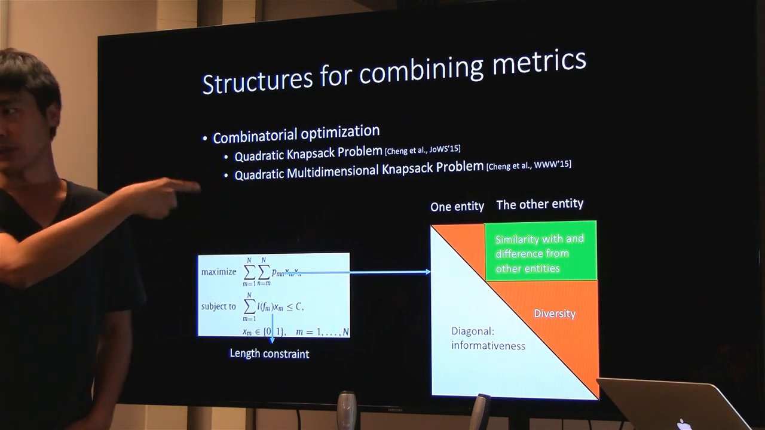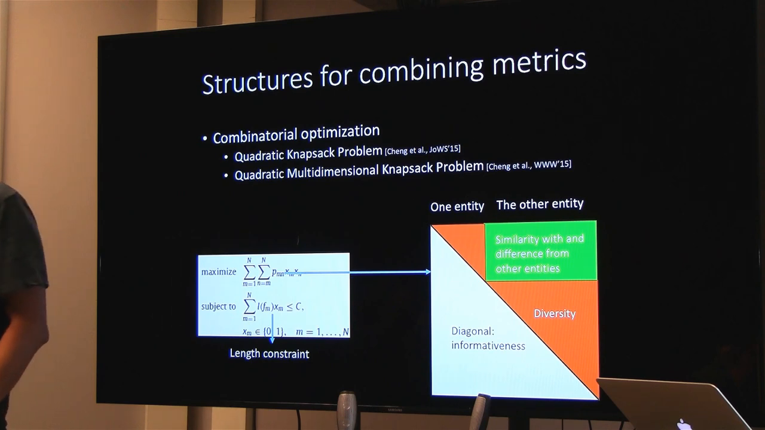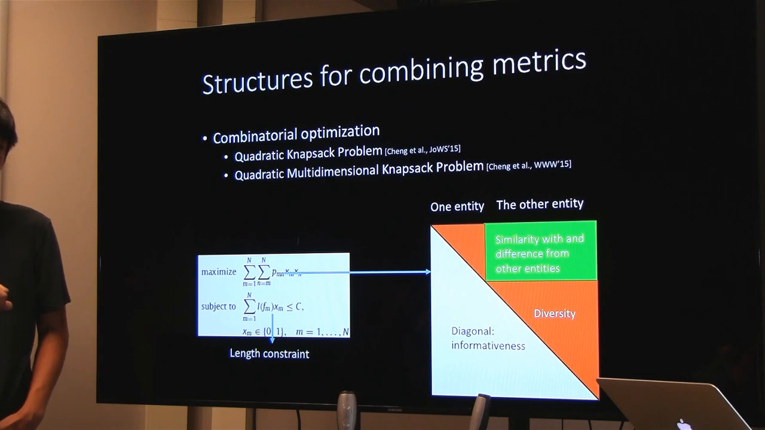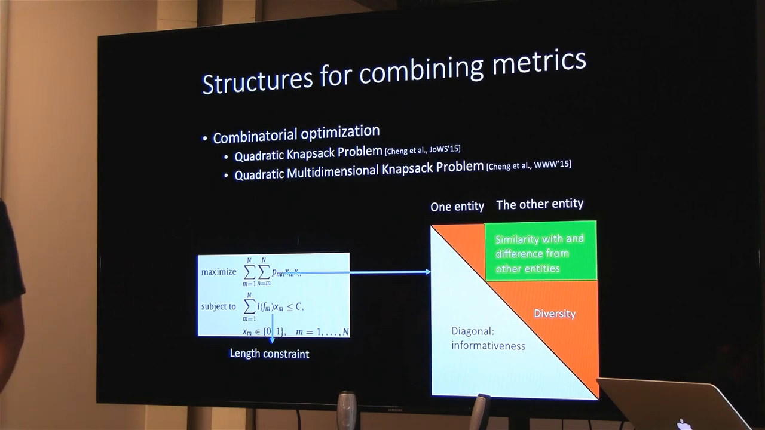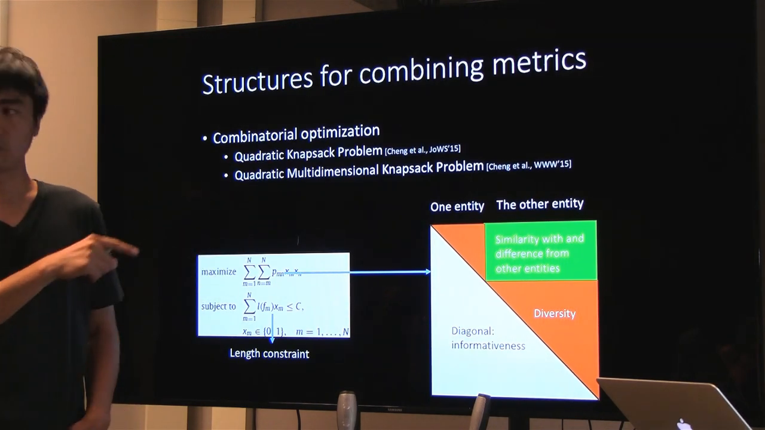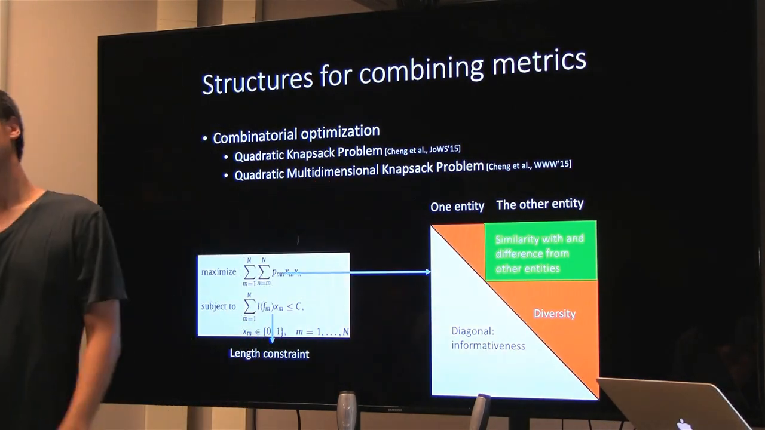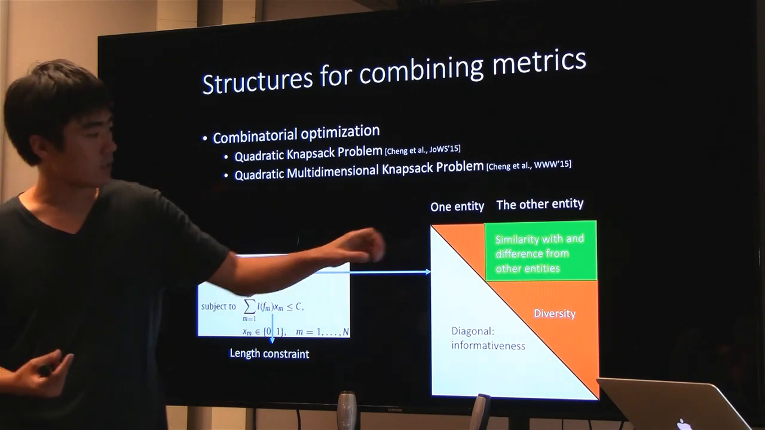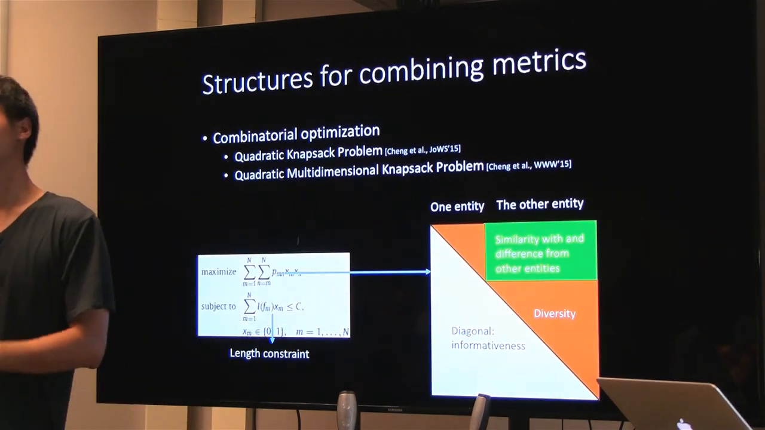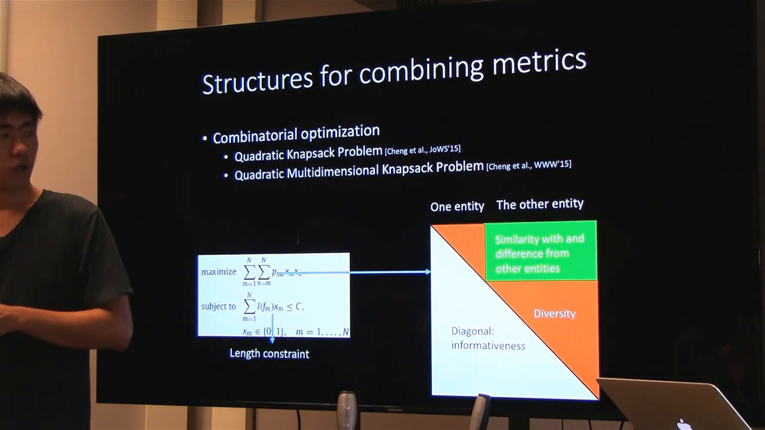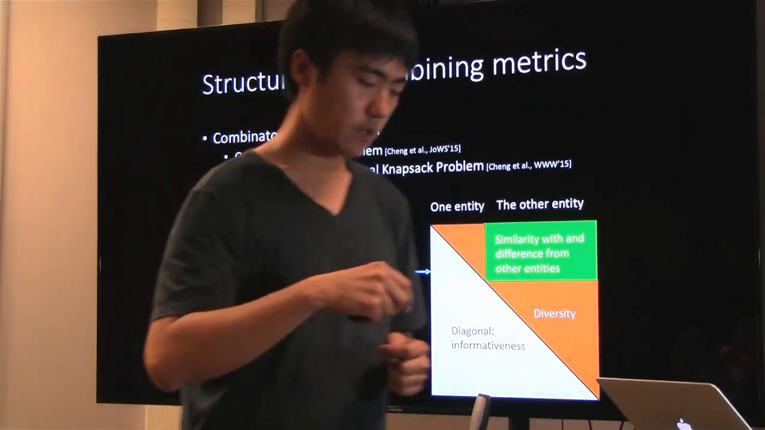That means the profit function is a quadratic function. So we actually have a profit matrix. That is, if we add an item to a knapsack, we of course gain some profits, but if we add two particular items to a knapsack, we will gain some additional profit. That's why the profit function is a quadratic function, because it's about both item i and item j. And we can use this problem to formulate anti-summarization, or actually co-summarization, because we can use the diagonal to represent the informativeness of a property value pair, and we can use the other cells in this matrix to represent, for instance, diversity issues or some similarity or difference issues.